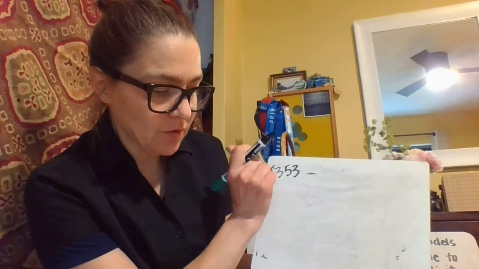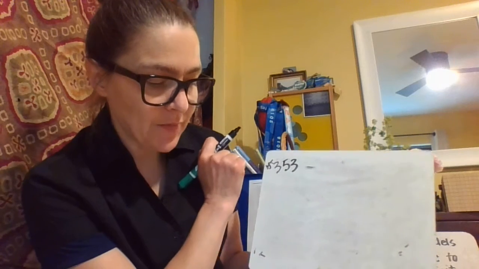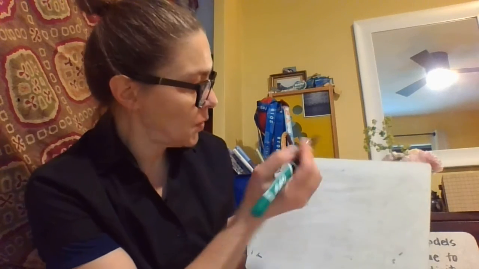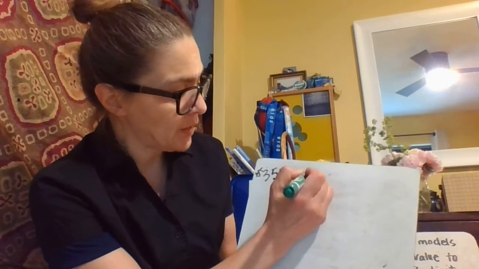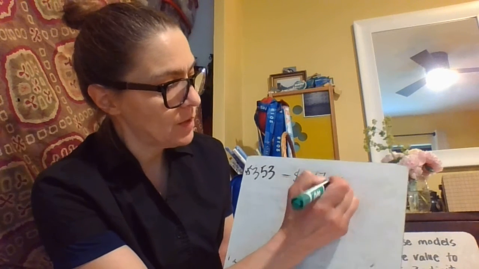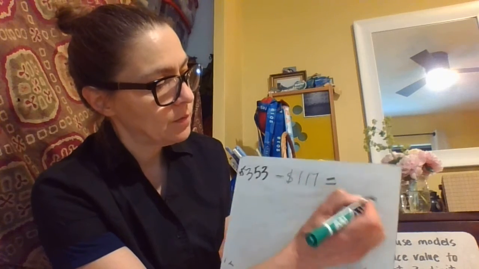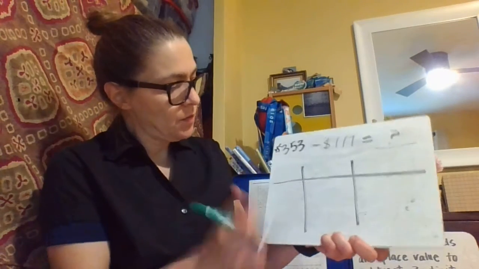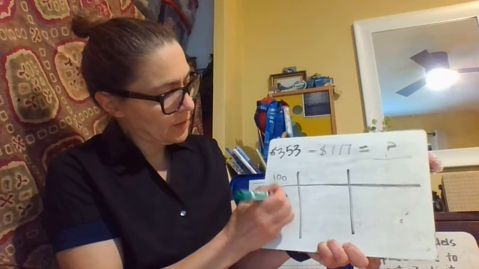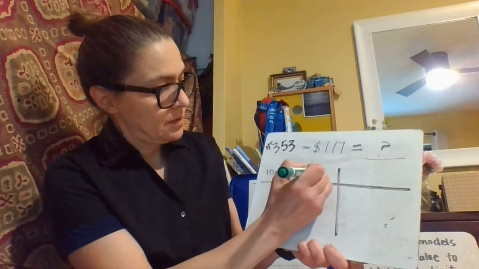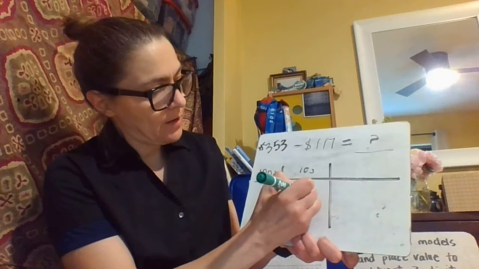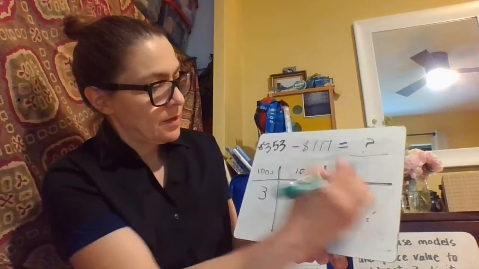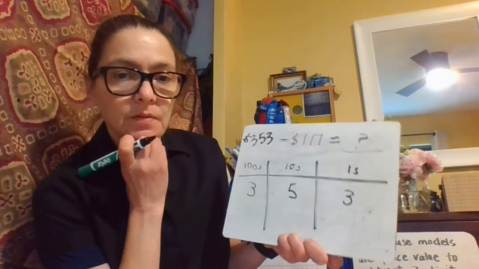So circle 353, circle 117. How much money does she have left over? So she has this much. She spends 117, and we want to know what's left. What is left? Okay, so let's go ahead and put it into our place value. Okay, so we are moving 3 into the hundreds, 5 into the tens, and 3 into the ones.